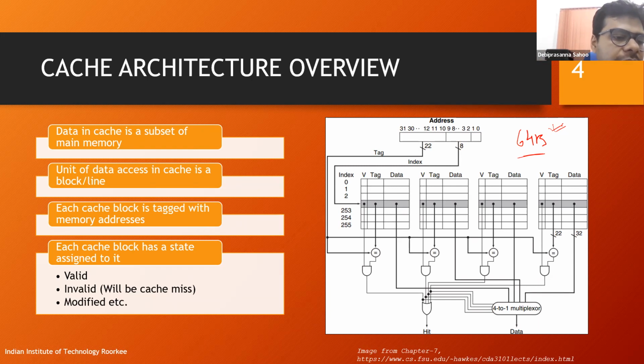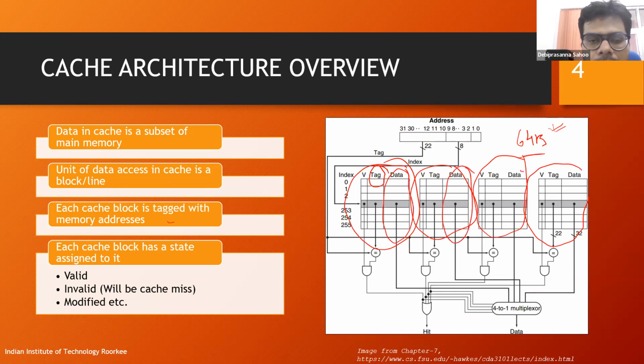Now, each cache block is tracked with the memory addresses, which are otherwise known as tags. So if you look at the diagram on the right, this is a four-way set associative cache. So 1, 2, 3, and 4 ways. And each of these four ways have got the data array and the tag array.